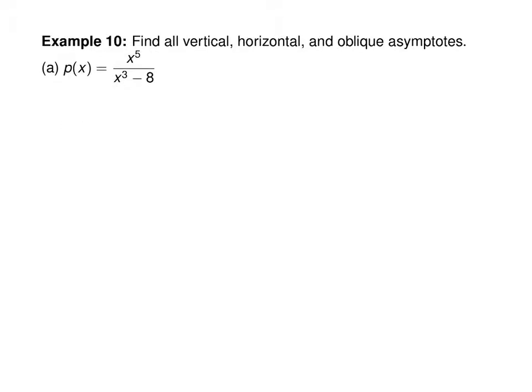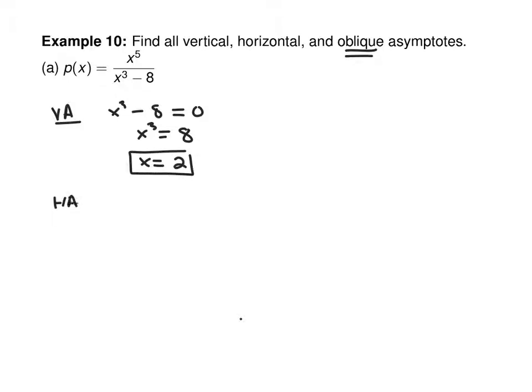So example 10 says find all vertical, horizontal, and oblique. Oblique is another word for slant, okay? So vertical asymptote is where x cubed minus 8 equals 0. That means x cubed equals 8. So what number is there a VA? 2. Okay. HA. Look at biggest power over biggest power. If you simplify that, you're going to get x squared, right? So there are going to be none.